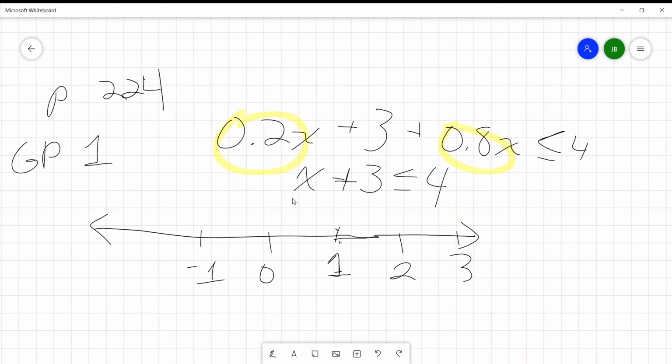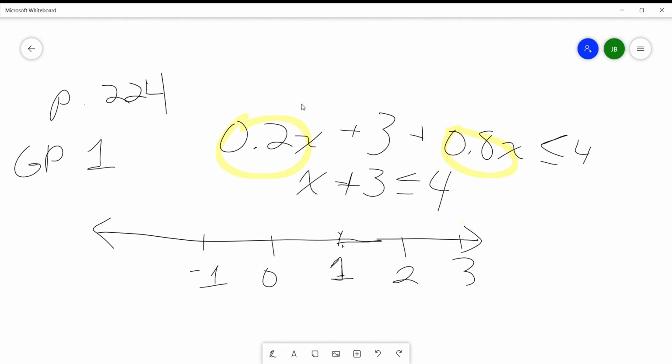We're going to go with subtracting 3 from both sides. Sorry, this took me longer than I was expecting. And we're going to end up with x is less than or equal to 1.